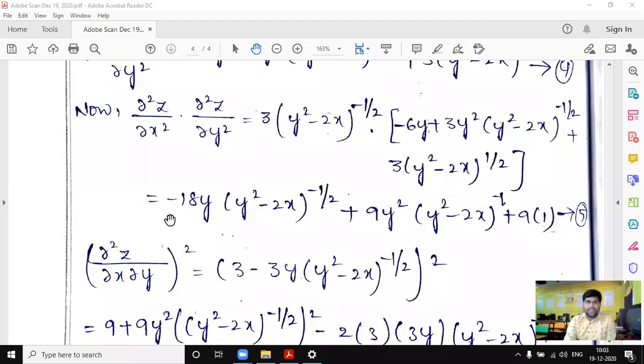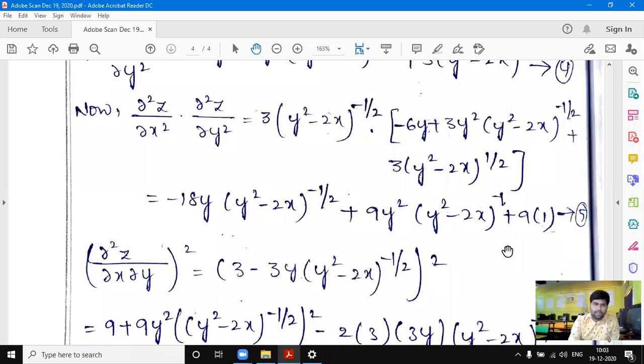So the total equation, what happened? This is −18y (y² − 2x)^(−1/2) plus 9y² (y² − 2x)^(−1) plus 9 into 1. So this is equation number 5.